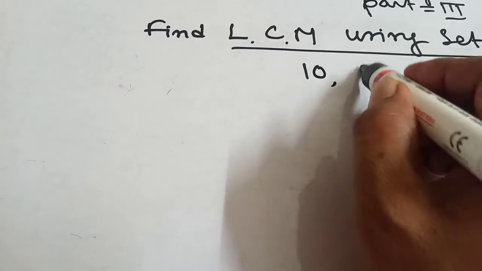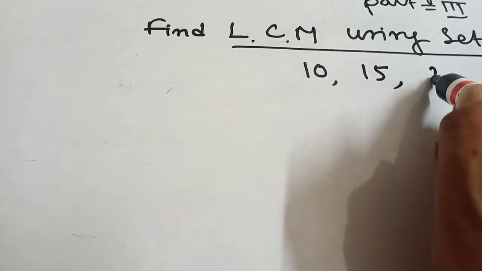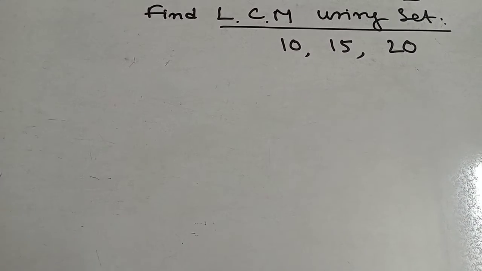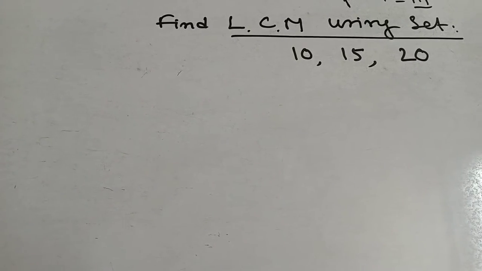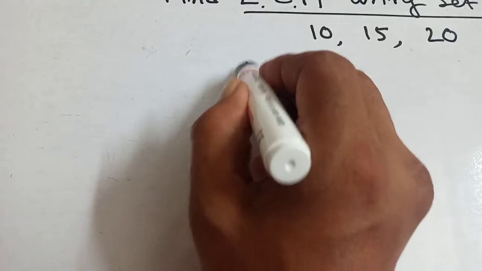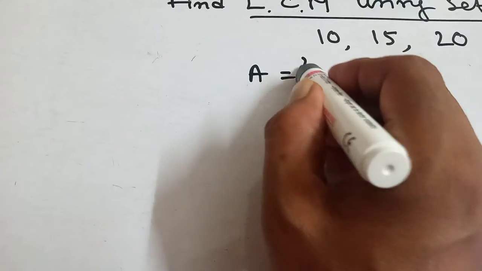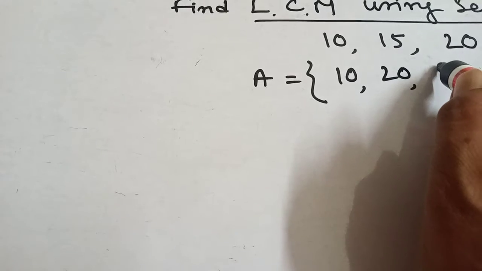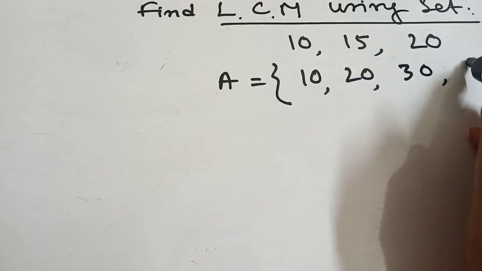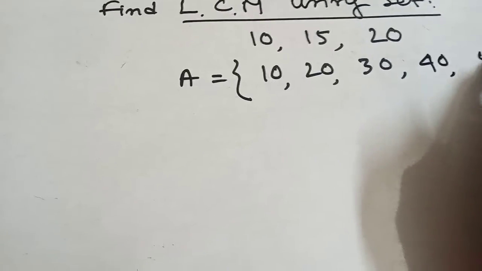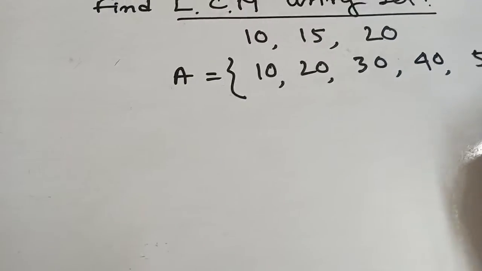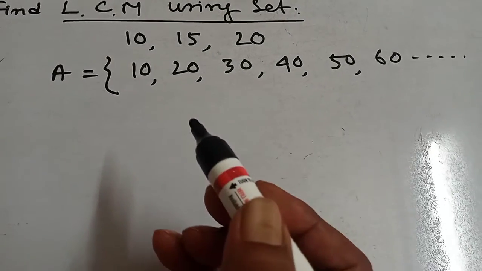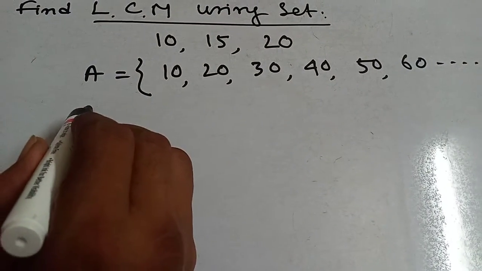10, 15, 20. At first, you write the multiple of 10, that is a set. Multiple, that means 10, 20, 30, 40, 50, 60. This is the multiple of 10, that is A set.